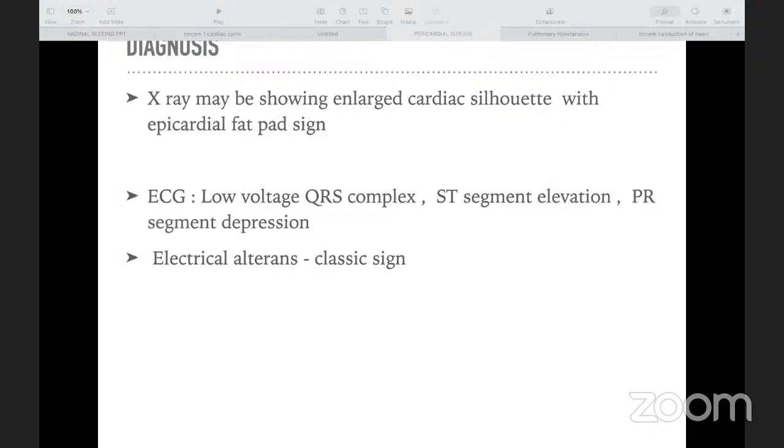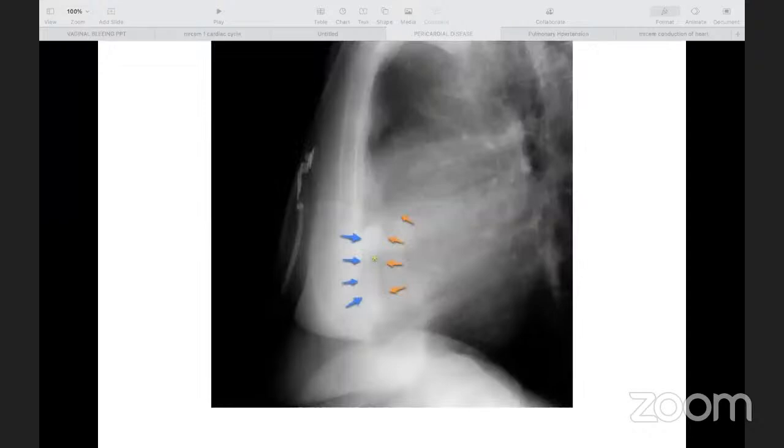Now, this is the epicardial fat pad sign. In this figure, this is a lateral chest X-ray of a patient with cardiac tamponade or pericardial effusion. You can see two translucent lines denoted by the blue mark and the yellow mark, and in between the two translucent lines, we can see an opaque line, denoted by the yellow star. That's the epicardial fat pad sign denoting pericardial effusion.